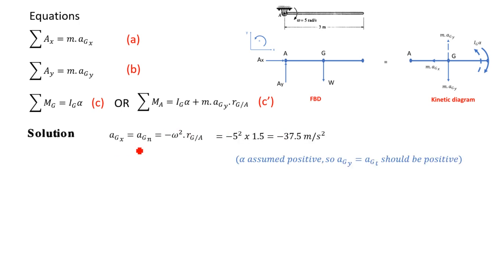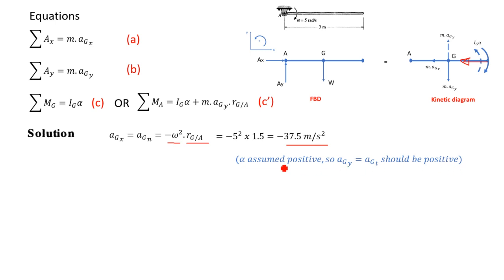The AGX is going to be equal to the normal acceleration, which is going to be the negative omega squared multiplied by the RG to A, and this will be equal to negative 37.5 meters per second squared. So once again, that's the normal acceleration we're going to have for a rotating bar. Now, we're going to assume that the alpha is going to be positive, so the AGY is going to be equal to the AGT, and this should be positive.